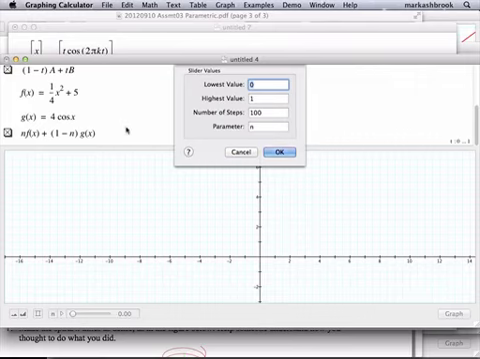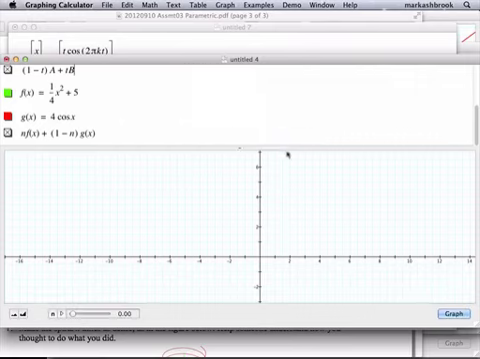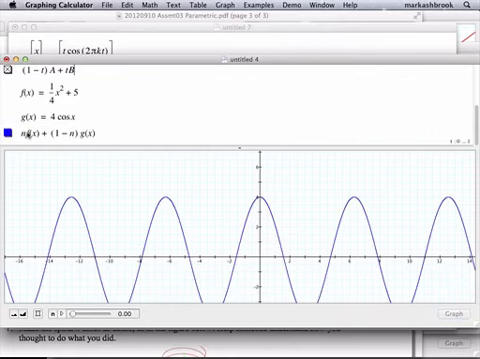Okay, so when n is 0, what am I going to get? Okay, you're going to get 4. What do you guys think? What am I going to get when n is 0? 4 cosine x. So 4 cosine x? Okay, so what's going to happen when I increase n to 1?